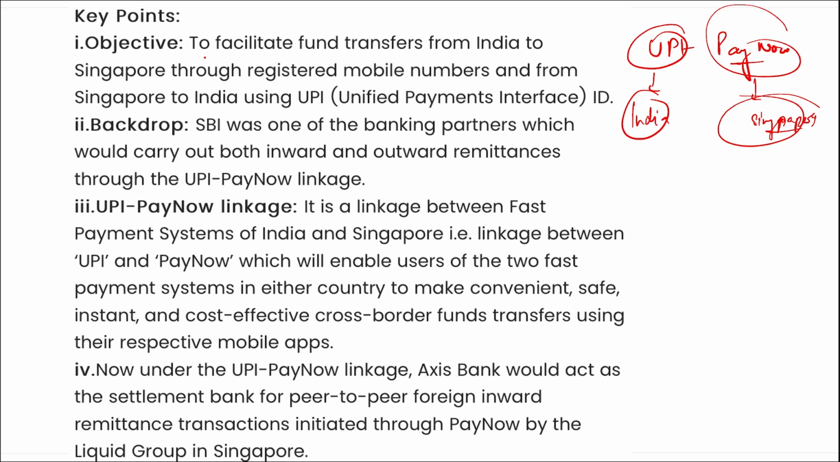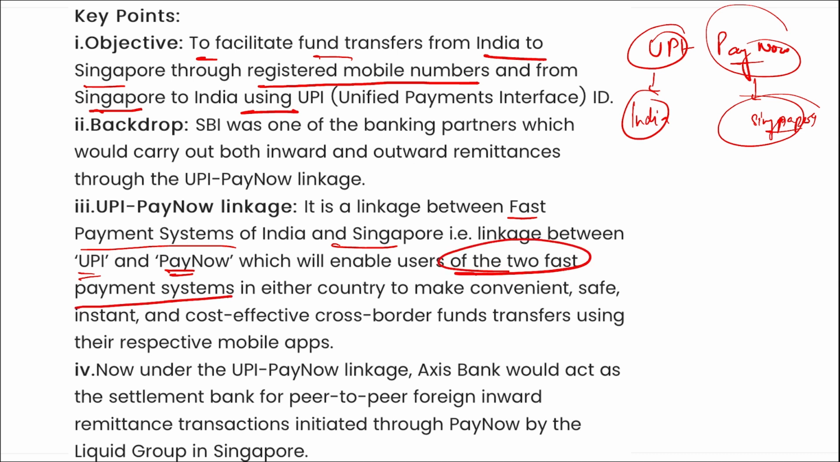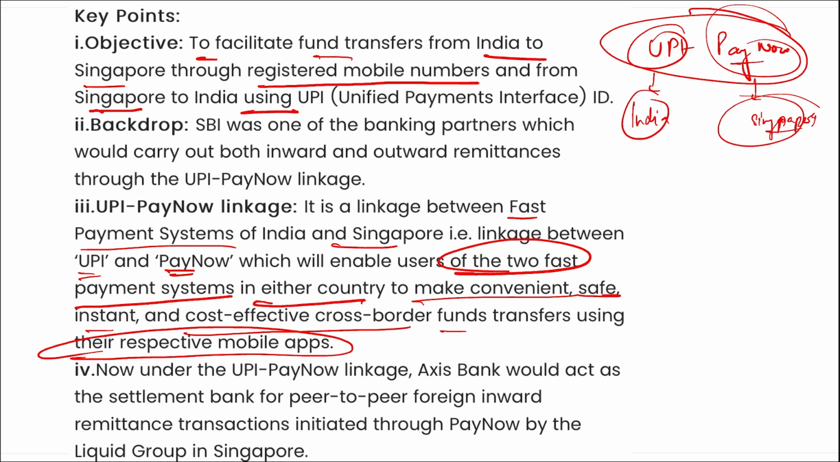What is the main objective? It will facilitate fund transfer from India to Singapore through registered mobile numbers and from Singapore to India using UPI. It is a linkage between the fast payment systems of India and Singapore, that is, UPI and PayNow, which will enable users in either country to make convenient, safe, instant and cost-effective cross-border fund transfers using their respective mobile applications. That means people in Singapore can easily use UPI to make transactions, similar to what is happening in India. UPI is for India and PayNow is a feature similar to UPI of Singapore.